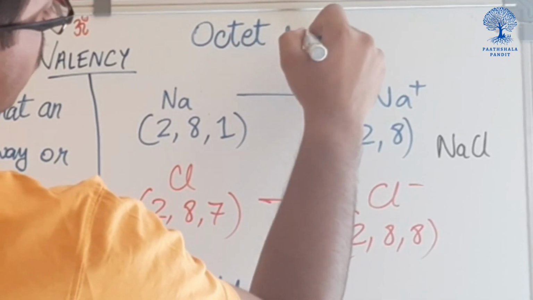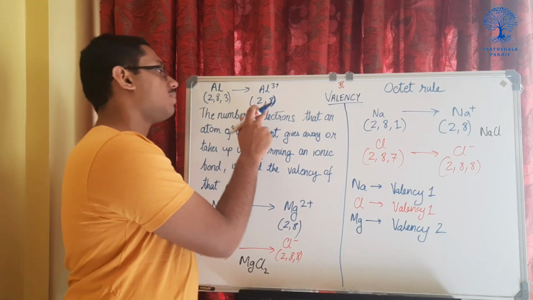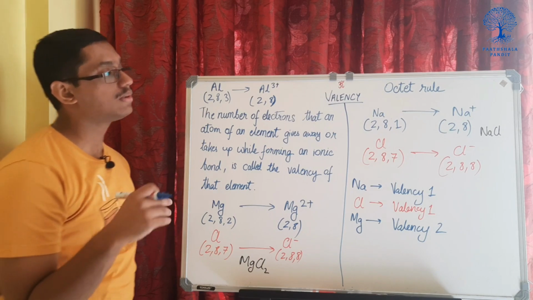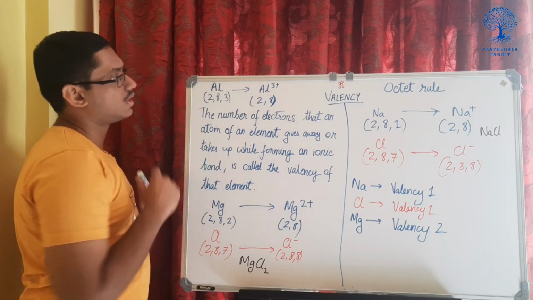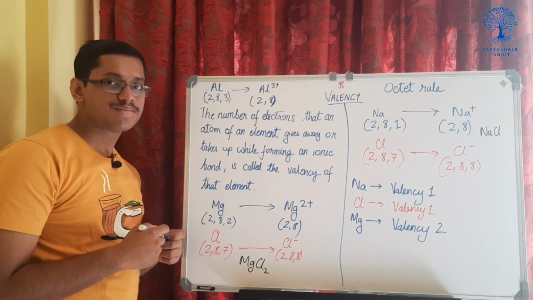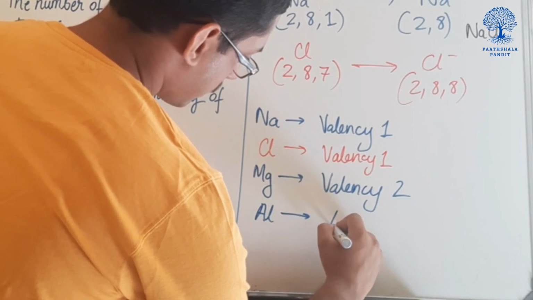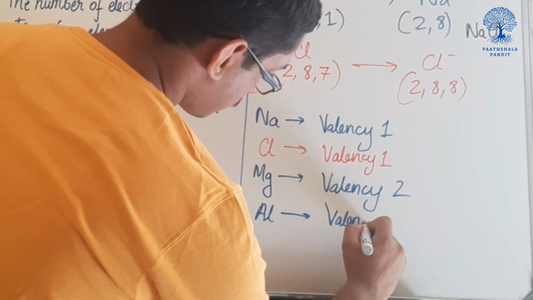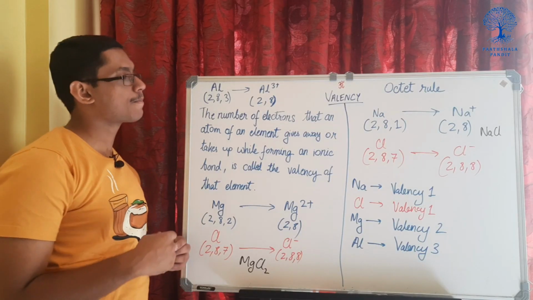Octet rule. This is known as the octet rule, where the last orbit has to become 8 in electrons. So see, now what will be the valency of aluminium? Correct, it will be valency 3.